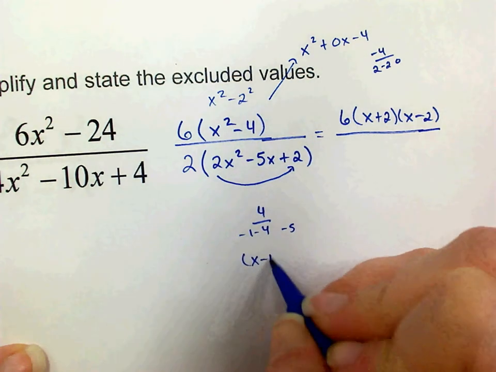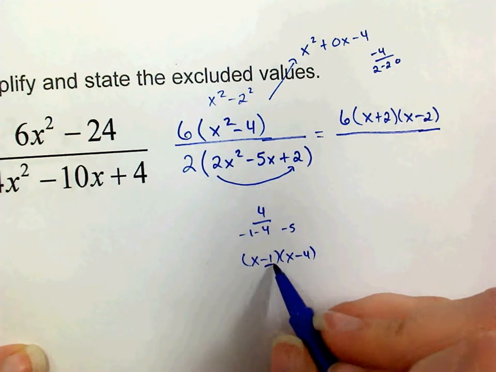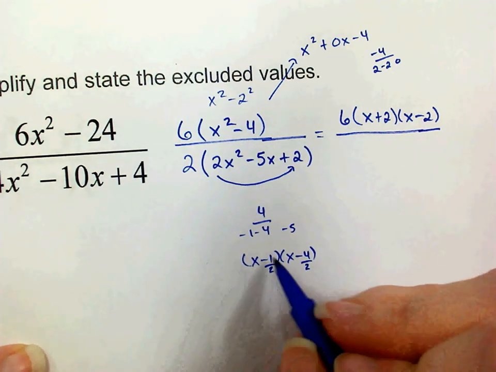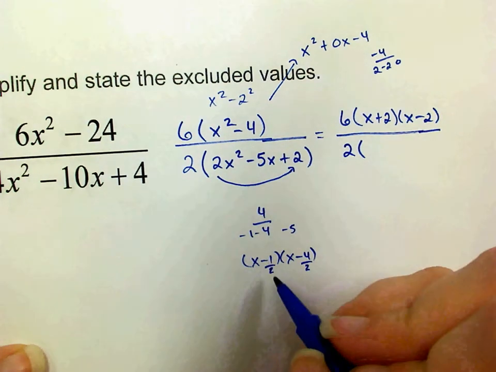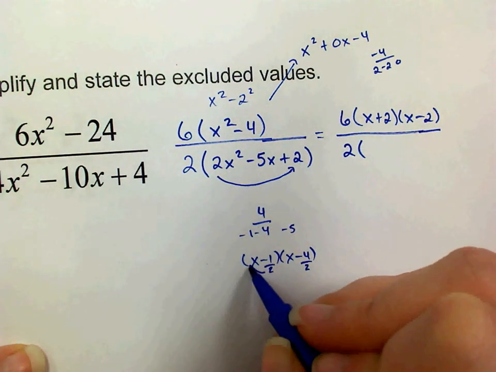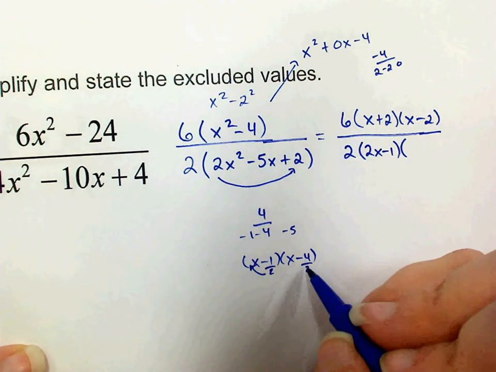But because I multiplied, I have to remember to divide. So I've got the 2 in the front, and then I've got this factor. 1/2 does not simplify, so I bring the 2 up. 2x minus 1. 4 divided by 2 does simplify, and so I've got x minus 2.